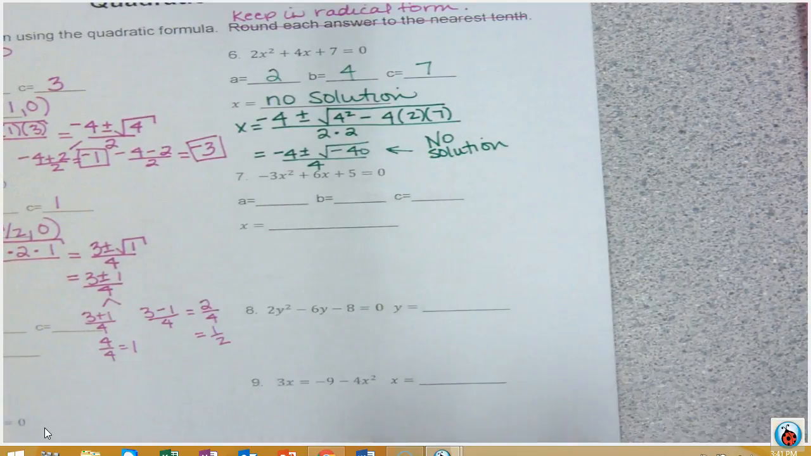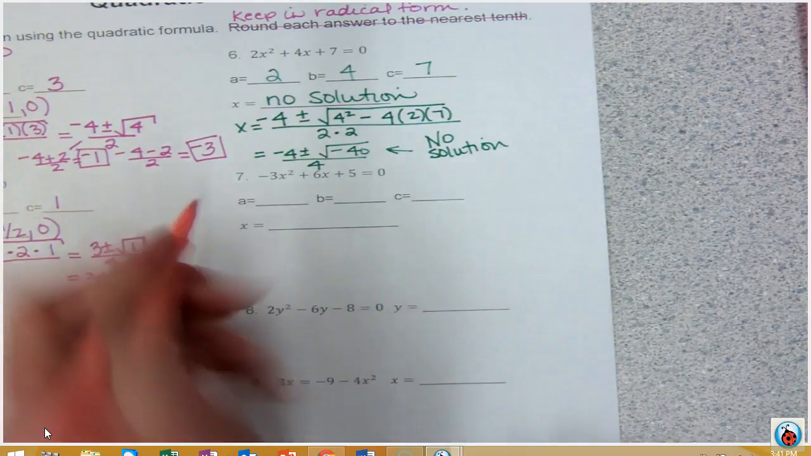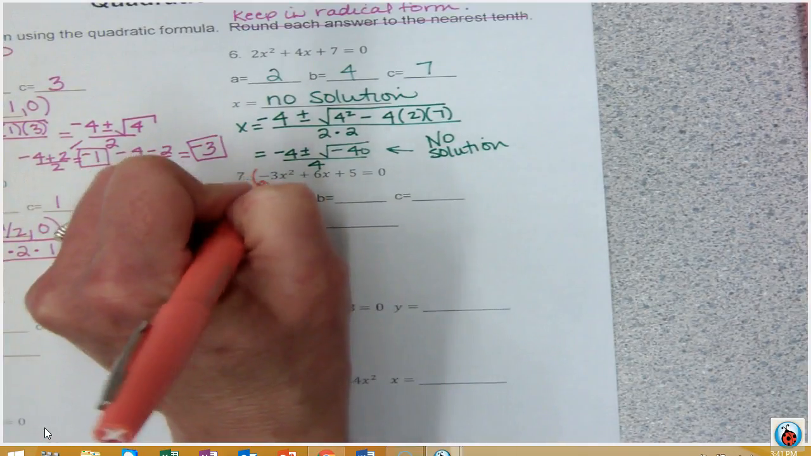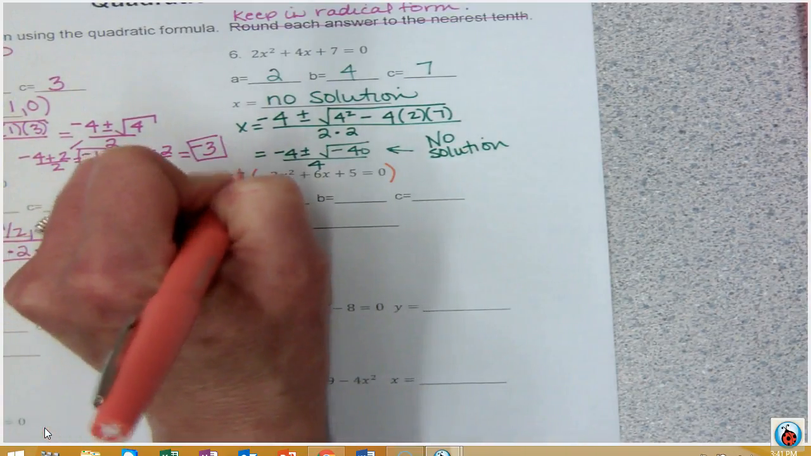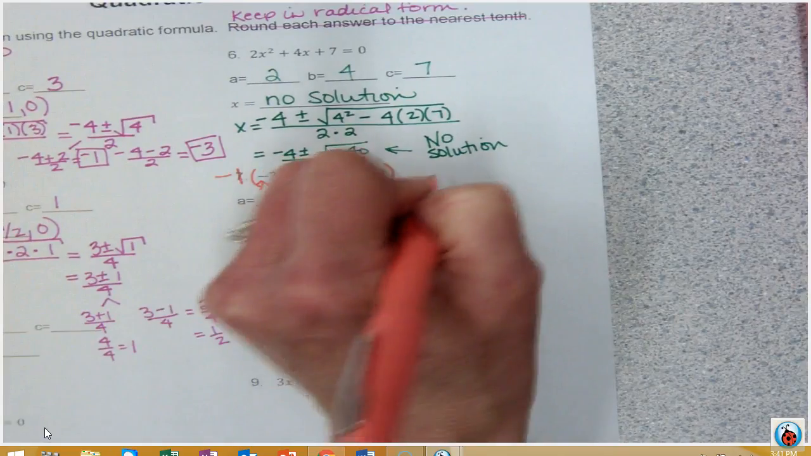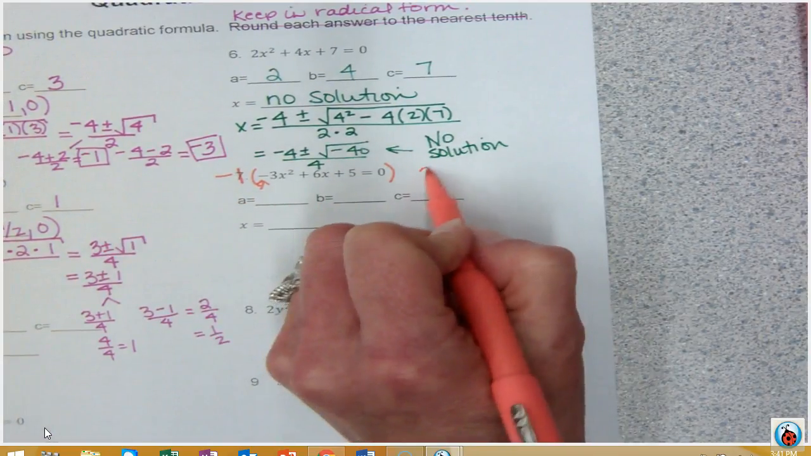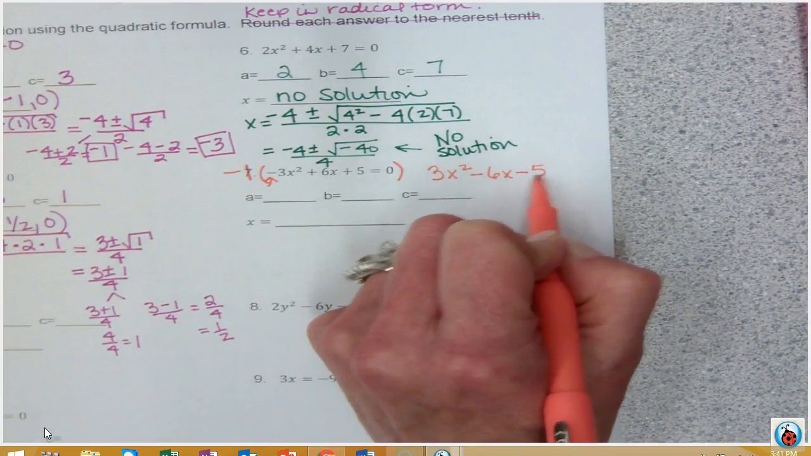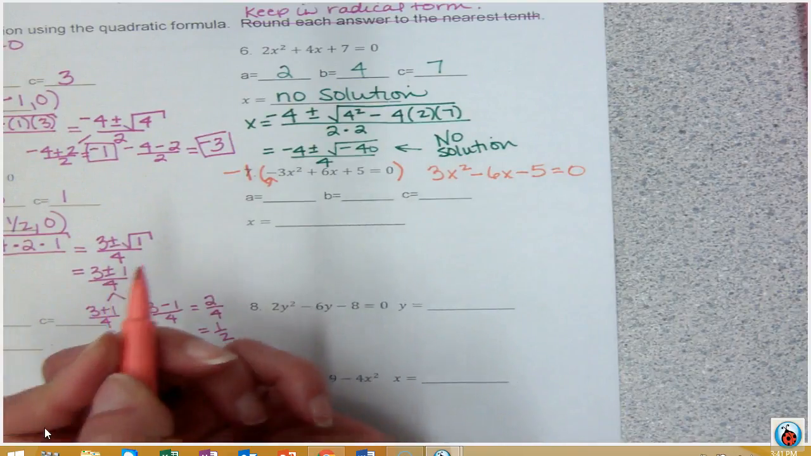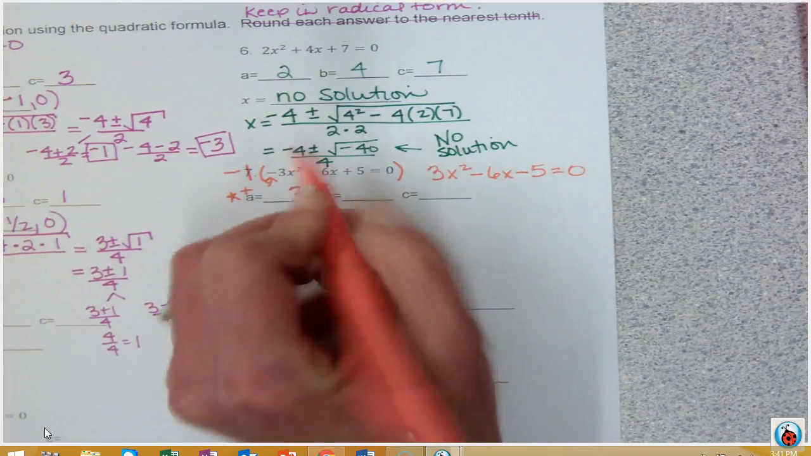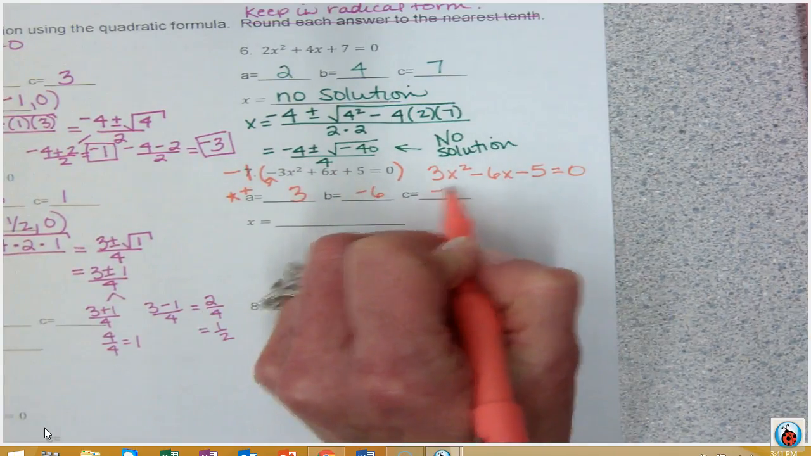All right, next one, we'll use orange. We have a negative A. So I've got to multiply by negative 1 to get rid of that negative A. And when I multiply that out, I'm going to change all my signs. So I'm going to have 3x squared minus 6x minus 5 equals 0. So my A is going to be positive, which we like, it must be positive. But my B is negative and my C is negative.